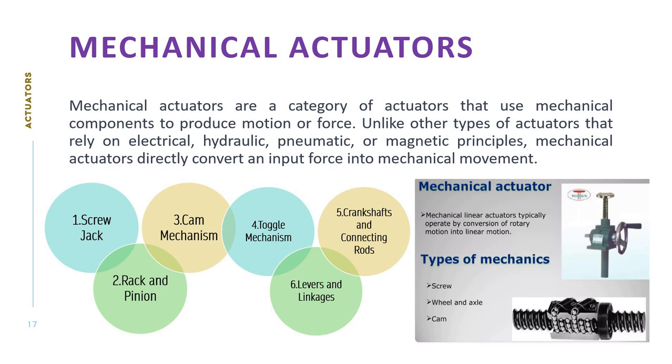So these mechanical actuators are like magic machines that use basic mechanical principles to make things move or work. They are often found in everyday tools, machines and devices, helping us do many tasks efficiently and without the need for electricity or air pressure. From simple hand tools to complex machines, mechanical actuators play a crucial role in making things happen. So these are the types of actuators.